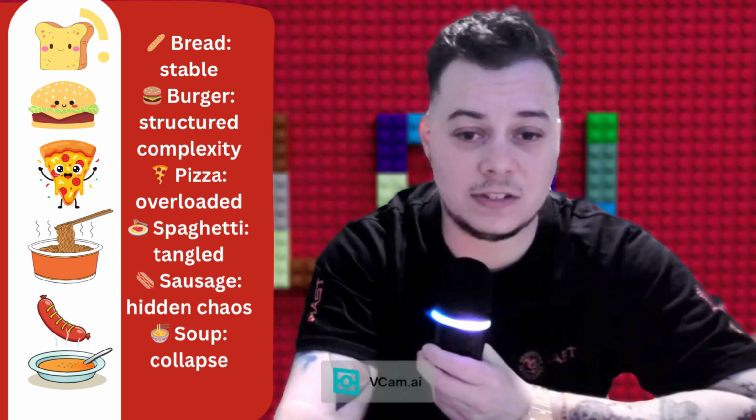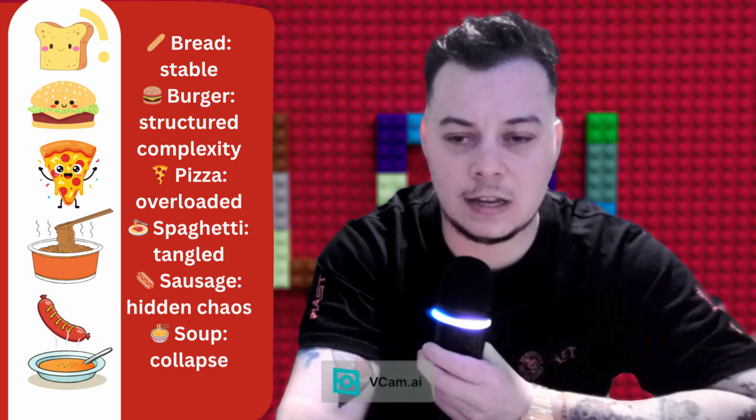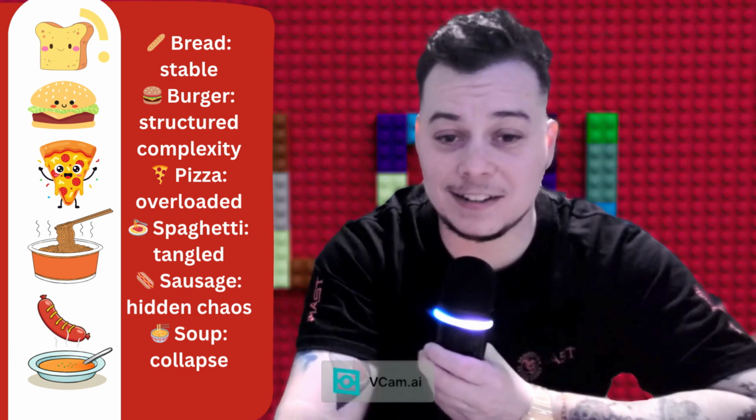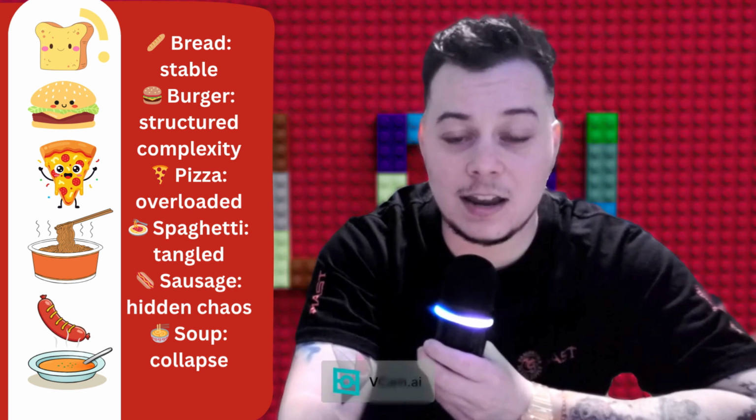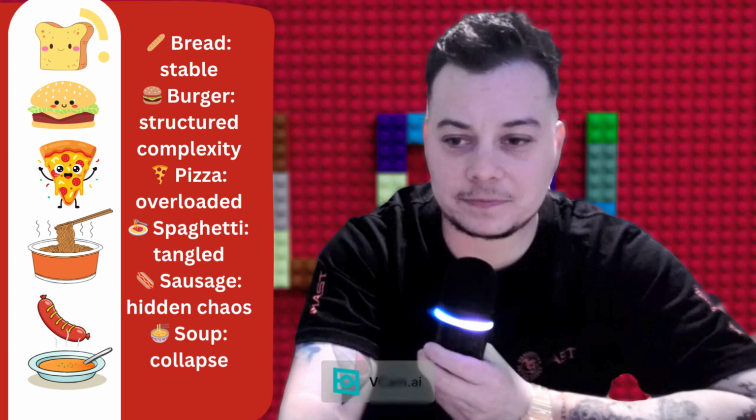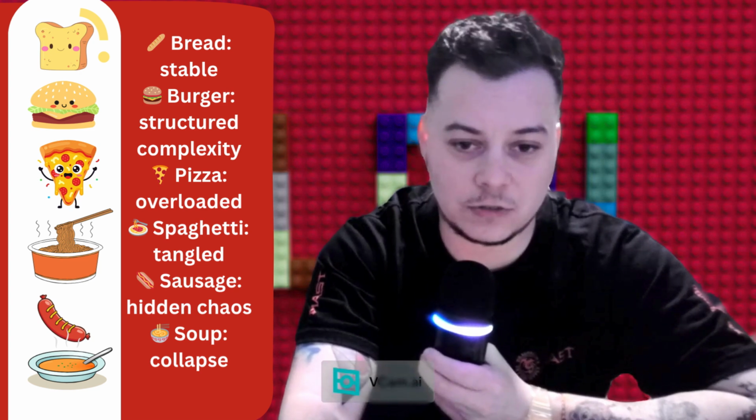Then we have pizza, which is kind of an overloaded situation. Moving on to spaghetti or noodles, either way it's tangled. Then we have sausage, which is kind of like hidden chaos, and soup, which is like a total collapse. So let's rate our first situation.